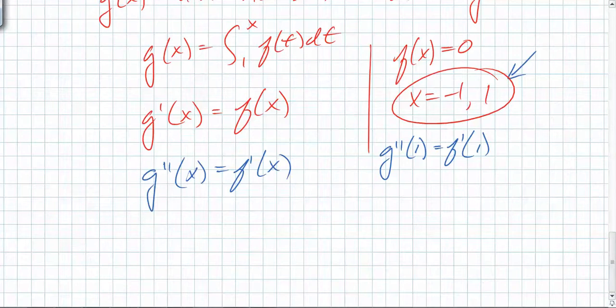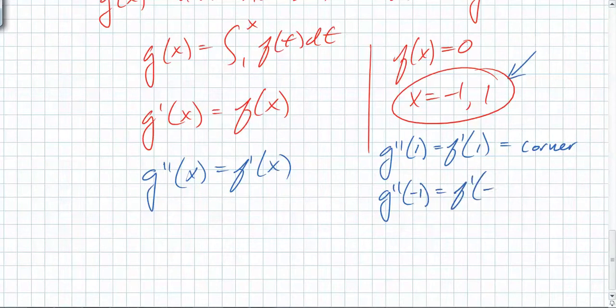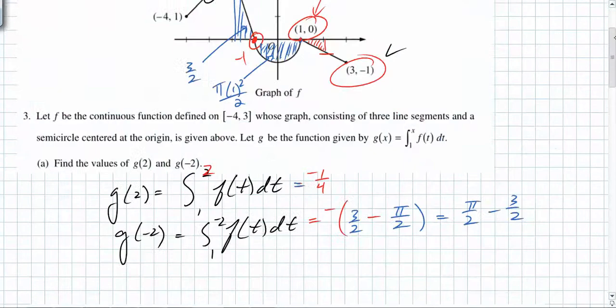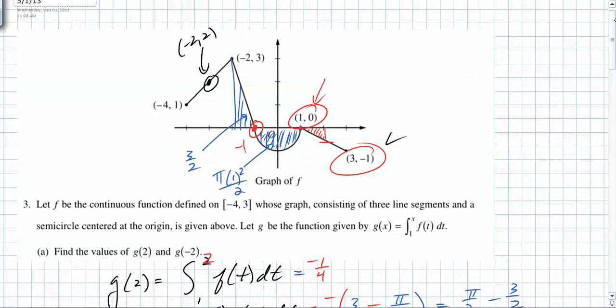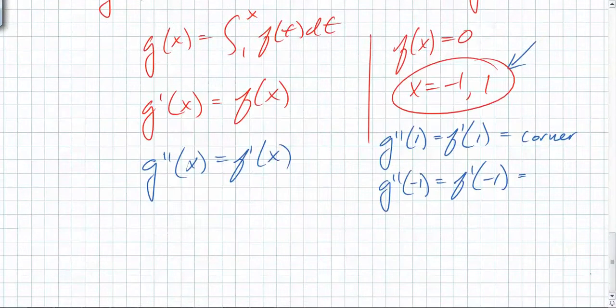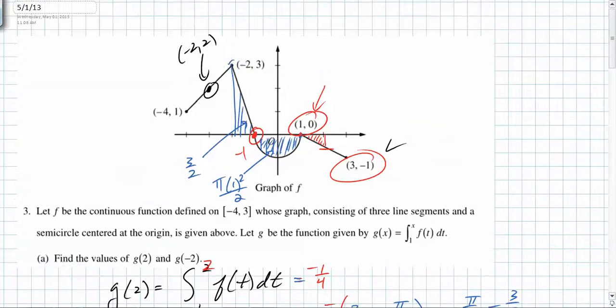It does look like it's a corner. So we'll come back to that in a second. And what about g double prime at -1? That's f prime at -1. What is that? F prime at -1. What is it? It's a corner. Look, what is the derivative right there?